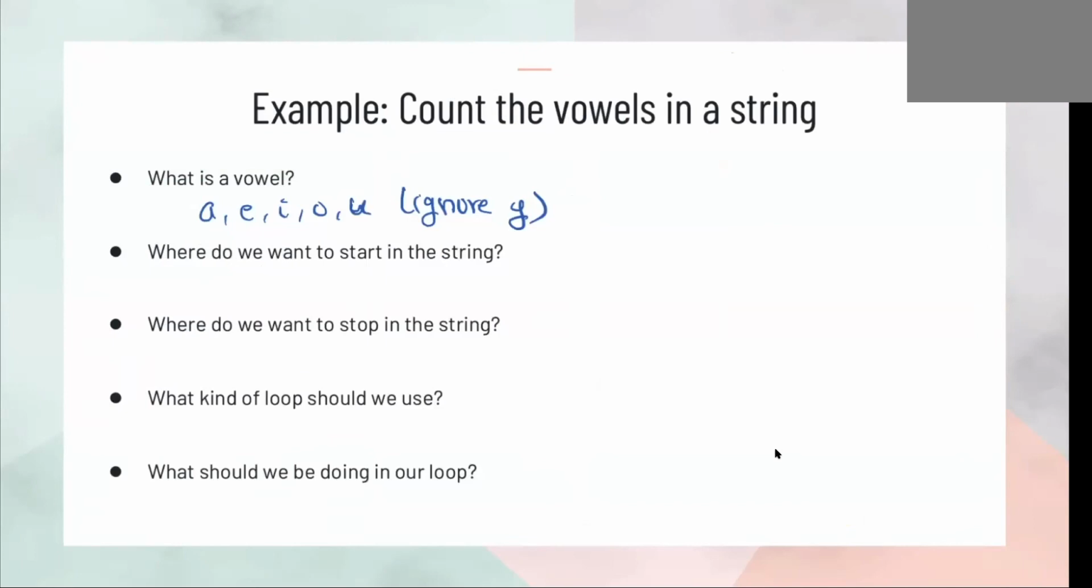When we want to count the vowels in a string, you want to pretty much keep a tally. So you're just going to go through every single character in the string and see, is it a vowel or not? Is it an A? Is it an E? Is it an I? Or is it an O? Or is it a U? If it is, that means you have a vowel, so you have to increment your count of vowels by one. So more than one answer to this. Where do we want to start in the string if we want to go through all of the characters in the string?